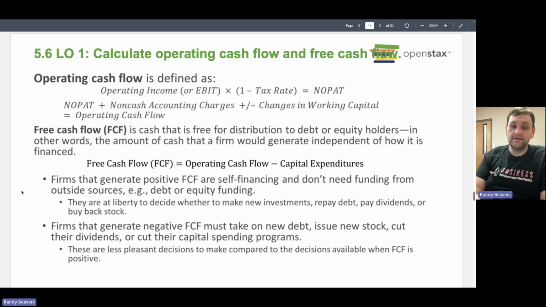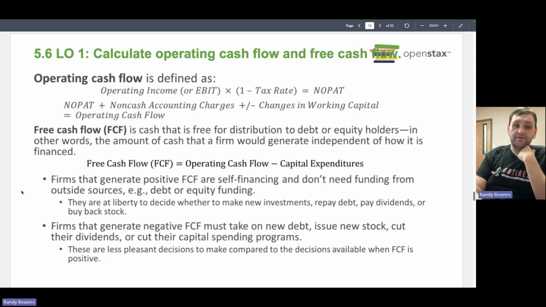Free cash flow is operating cash flow minus capital expenditures. So looking at what investments we're making. An example of a capital expenditure would be building a new building, or installing or building a machine. So free cash flow is cash that is free for distribution to debt or equity holders. That's the amount of cash that a firm would generate independent of how it's financed.